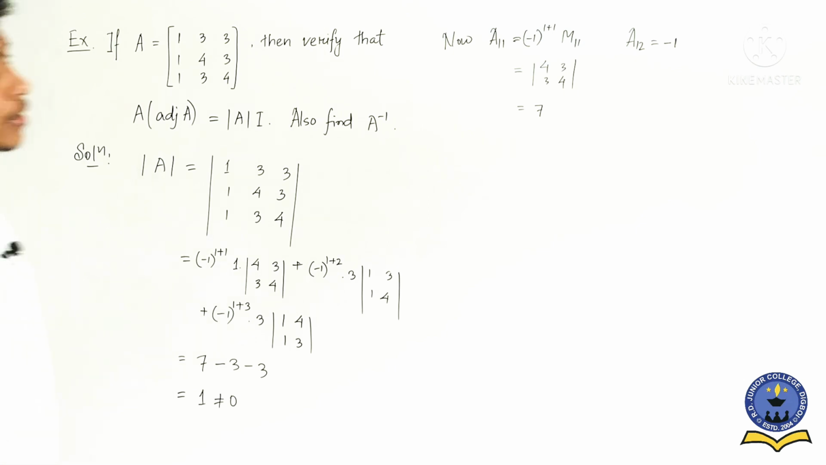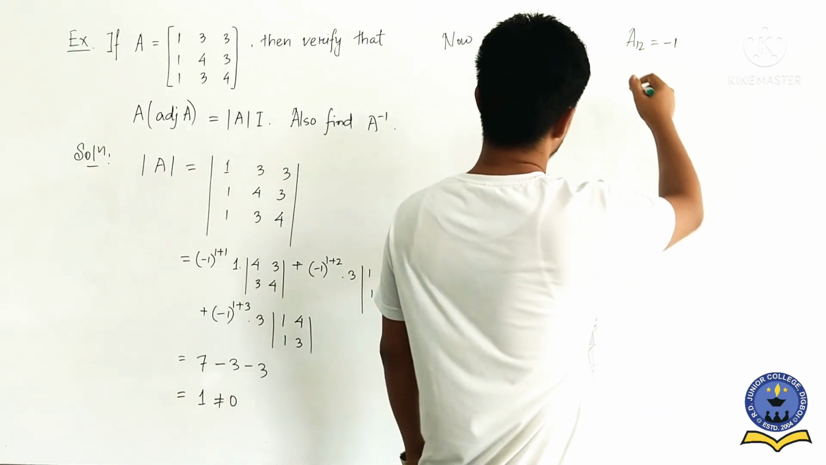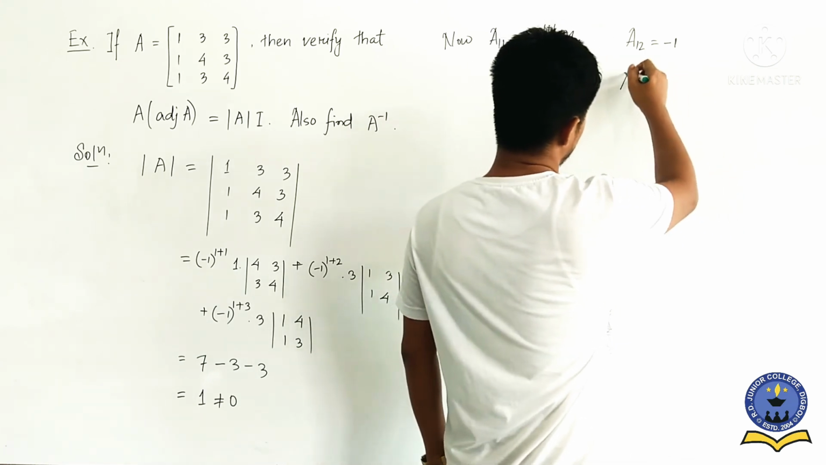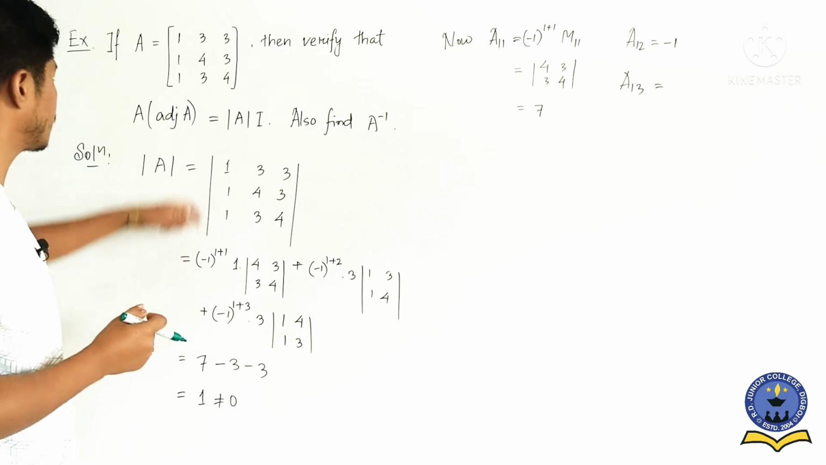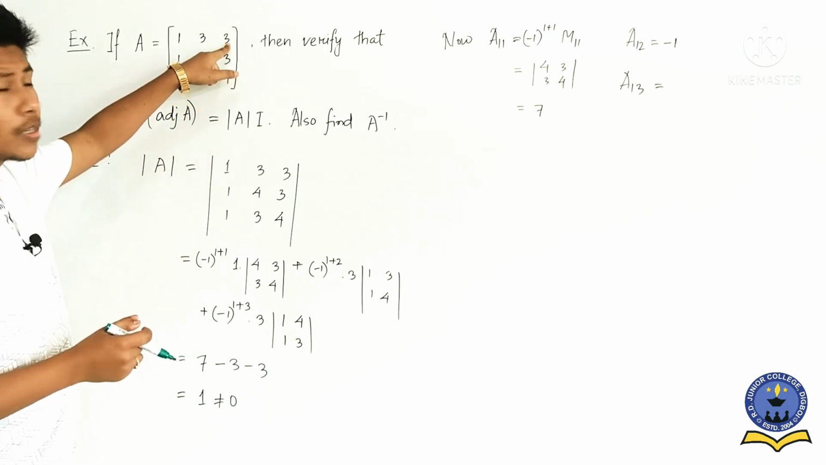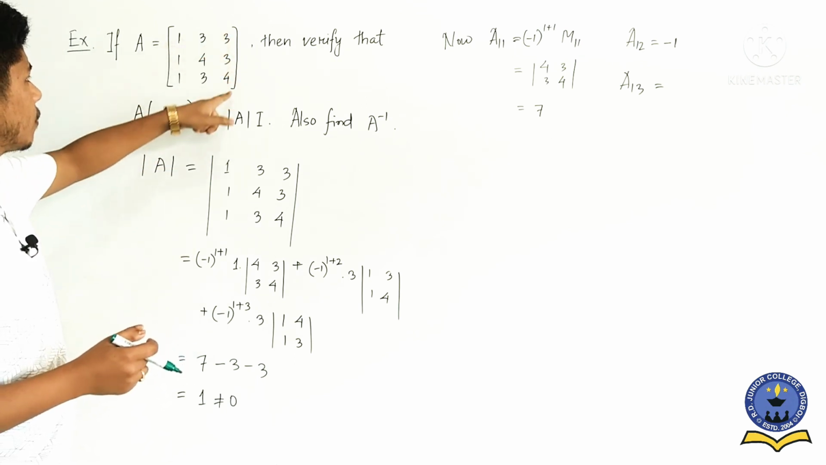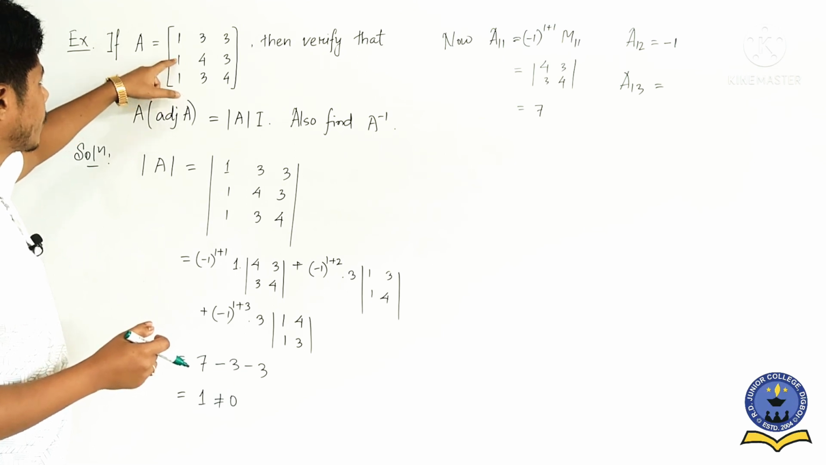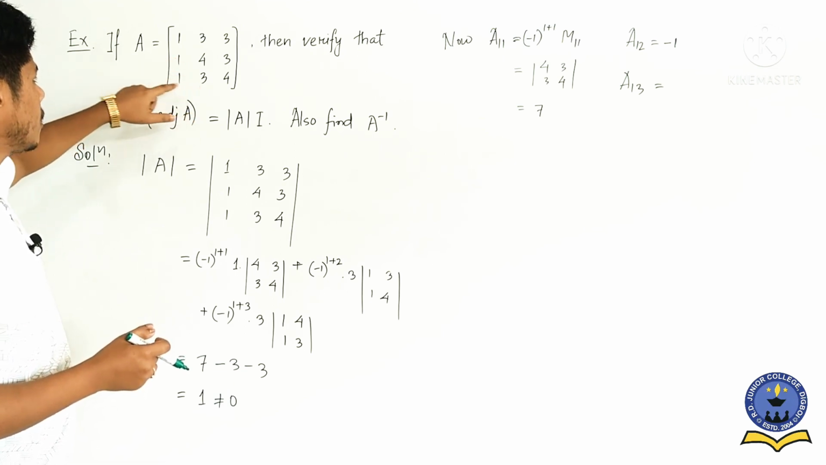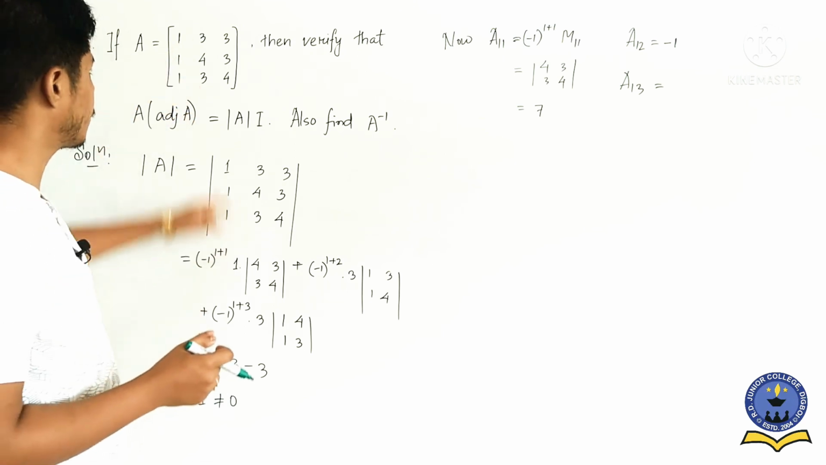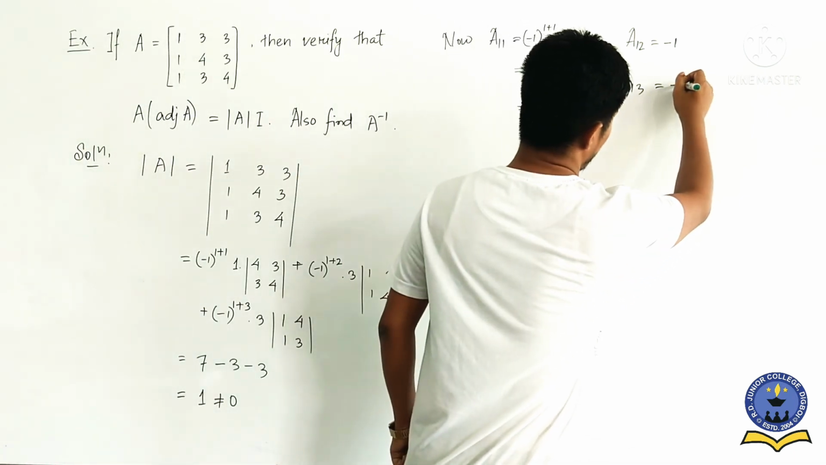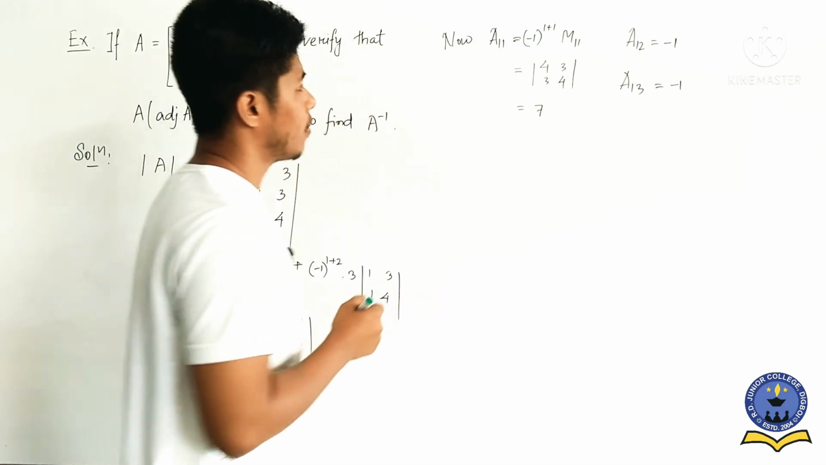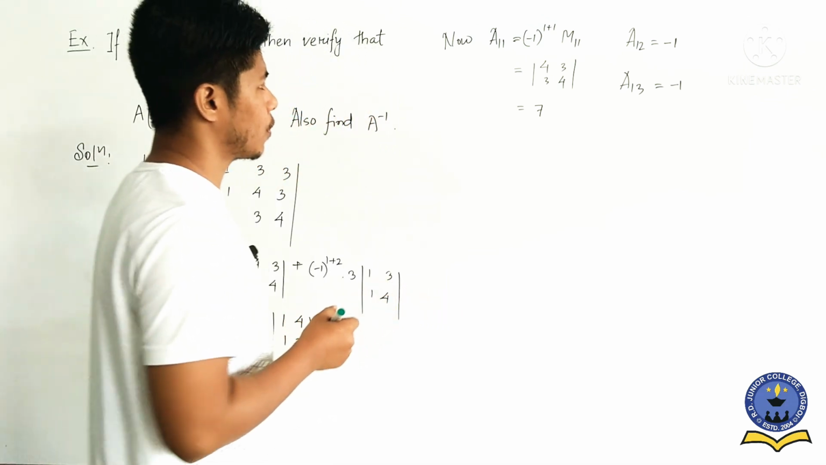Similarly, if we evaluate the third one, A13, here also again we get the same result, minus 1. Ignoring the first row and third column, we get 1 into 3 minus 1 into 4, and because the 1 3 position, 1 plus 3, is positive, we get the minus sign here. So this is about the cofactors of the first row, isn't it?